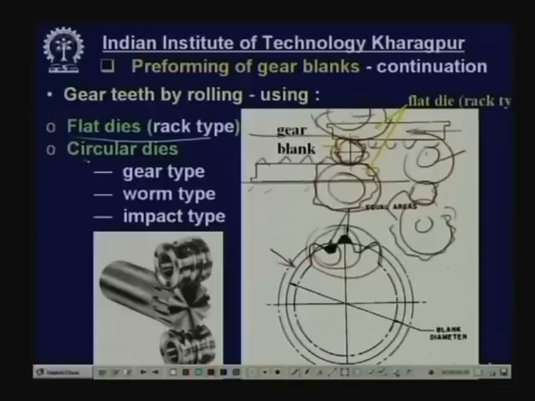It can be circular, it can be gear type as explained here. It can be worm type shown over here. This one looks like a worm, and this is like a worm wheel. So this keeps on rotating, and this also rotates, and teeth are developed throughout the surface, and a blank is pushed like this. This is the rolling process. Another one is the impact type, where the rollers work by impact on the surface to intensify the metal deformation, and it is a quick process.